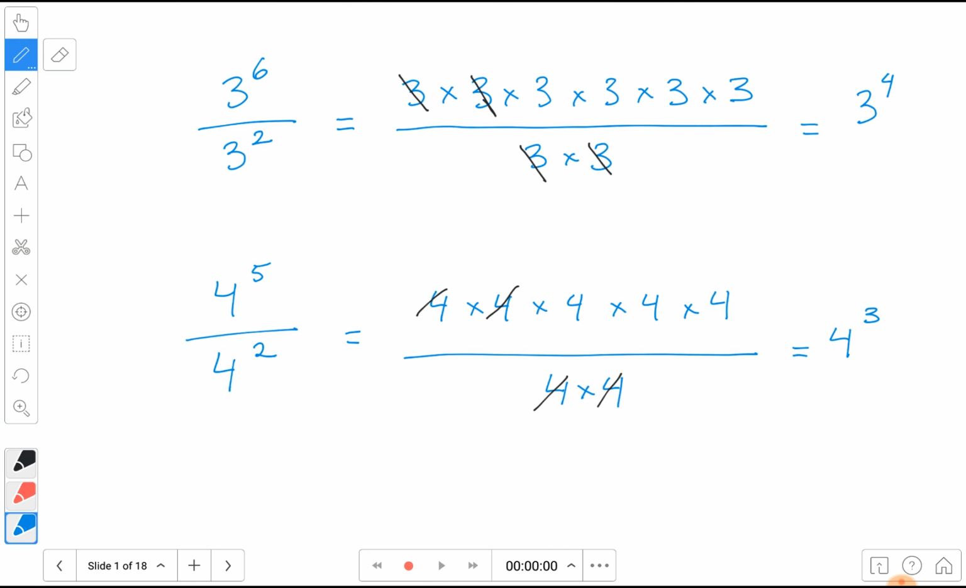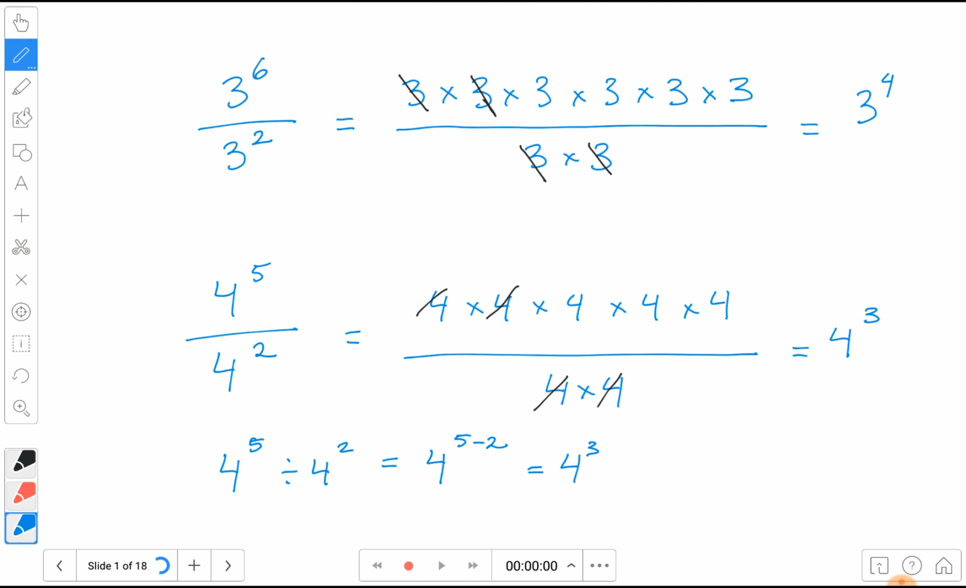We're actually subtracting. So 4 to the power of 5 divided by 4 to the power of 2, what we're doing is taking 5 minus 2. 4 to the power of 5 minus 2, which of course is 4 to the power of 3. So when we divide powers one from the other, we can subtract the exponents as long as the bases are the same.